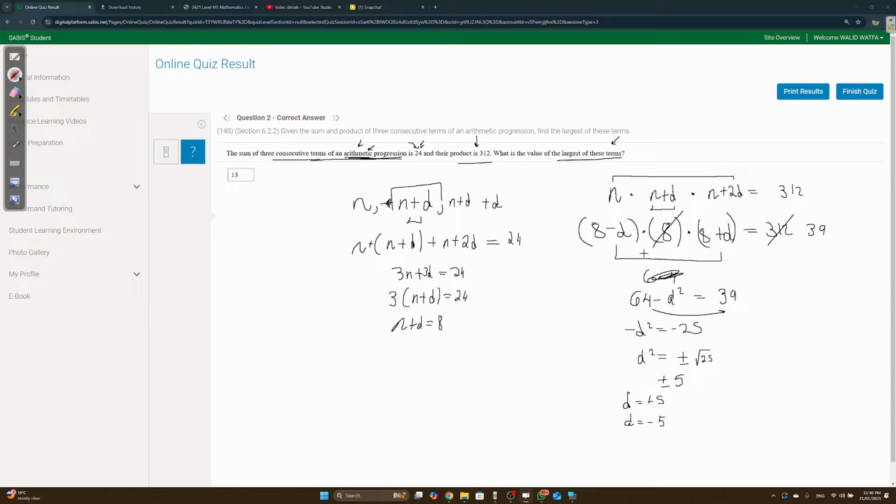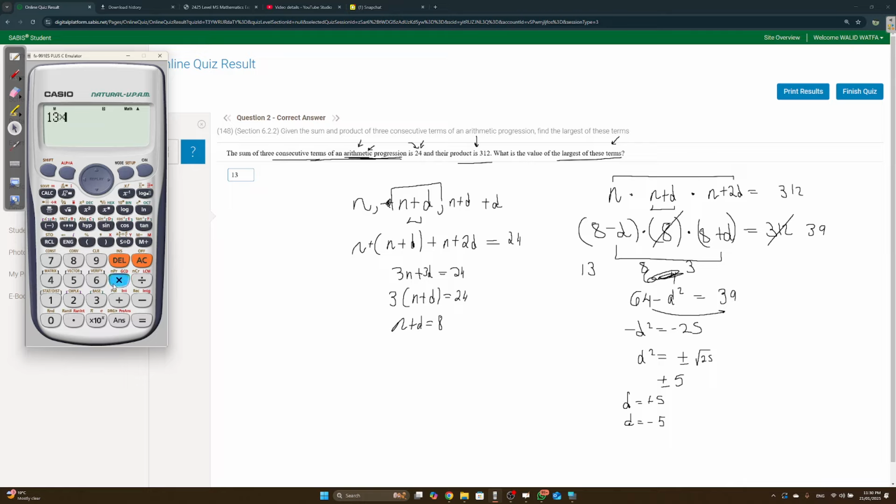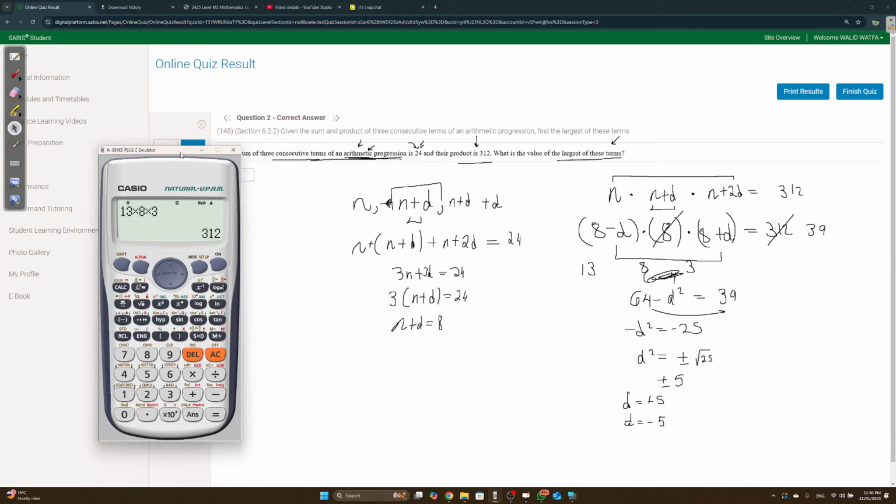Try negative 5 first. 8 minus 5 is 3, so 13 times 8 times 3. Okay, try it out. You should get 312. I think for the product it doesn't matter. But if you try positive 5, it should also work. You're going to get the same thing.